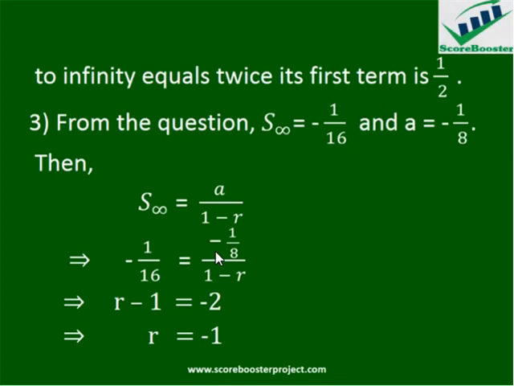16, we cross it to this side. We have 16 multiplied by minus 1 over 8. Here 8 in 16 gives 2. 2 multiplied by minus 1, we have minus 2. So since we are to obtain the value of the common ratio, we make R the subject of the formula. We are going to have R equals minus 2 plus 1. And minus 2 plus 1 will give minus 1. So the value of the common ratio R equals minus 1.